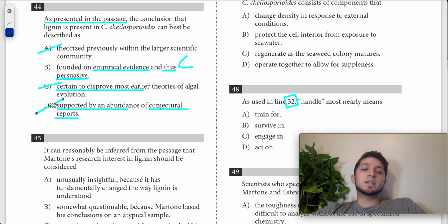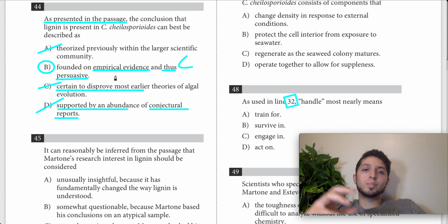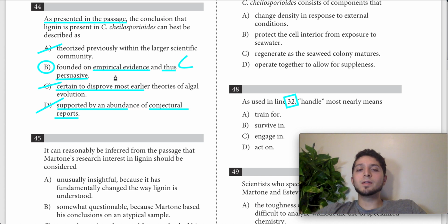So D is wrong as well, which leaves us with answer choice B. Even though I don't find a specific part in the text that says it's persuasive, the implication is easy. It's a very small guess to make that if you have strong empirical evidence, then it's going to be persuasive. The scientists themselves are ultimately persuasive, and moreover, A, C, and D aren't good answer choices, so we can eliminate those and end up with answer choice B for question 44.